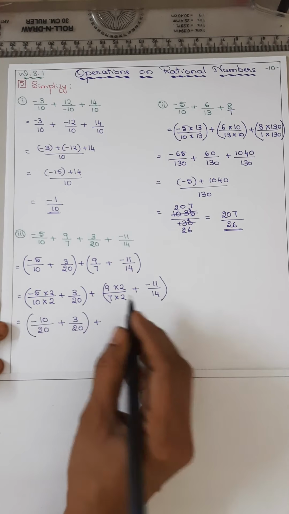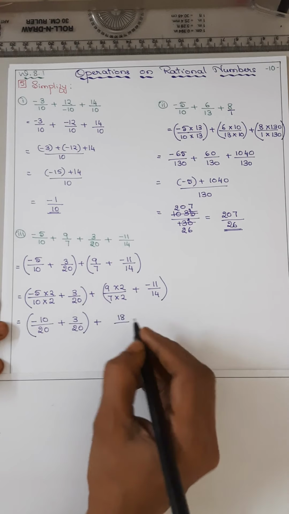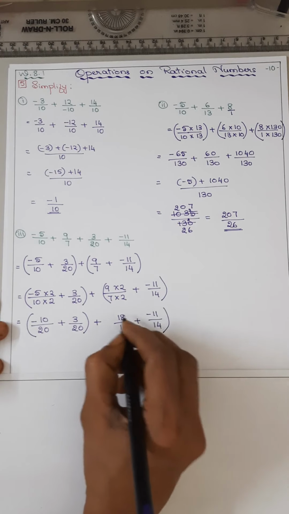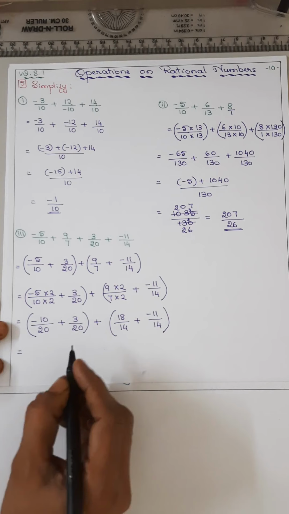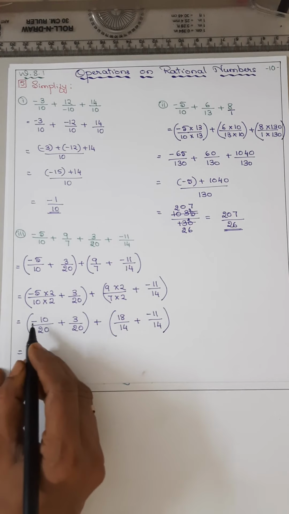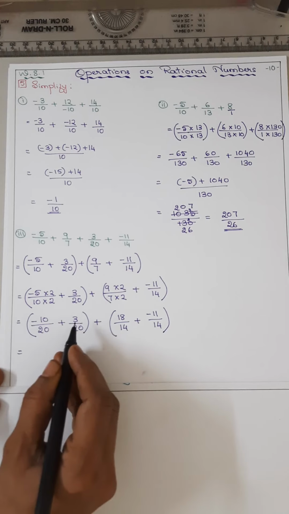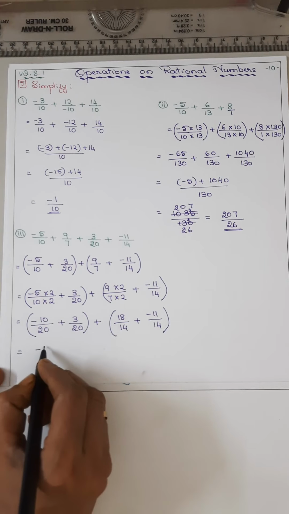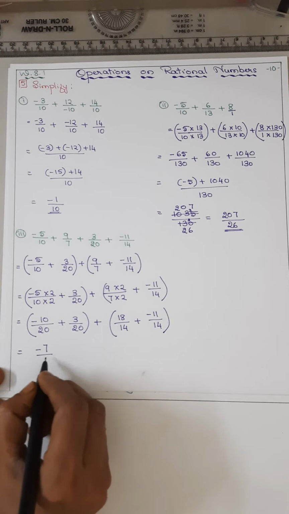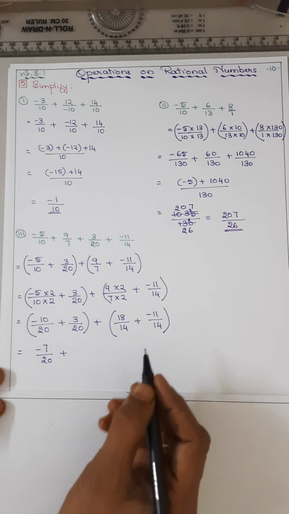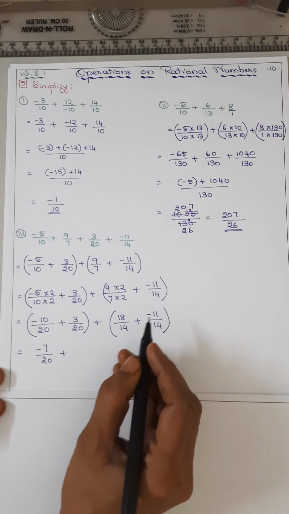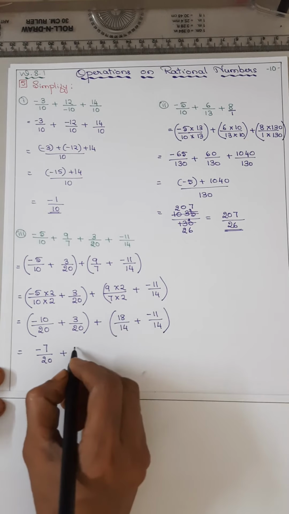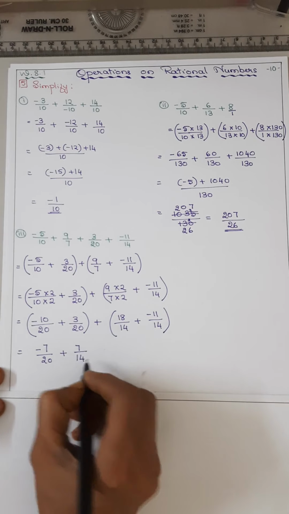Now here, 9 2s are 18, 7 2s are 14, plus minus 11 by 14. Now the denominator is the same. Minus 10 plus 3, different sign, subtract; 10 is the bigger number, so minus sign. Minus 10 minus 3 is 7 by 20. Plus 18 minus 11, 18 is the bigger number, so plus, different sign, subtract, so it will be 7 by 14.